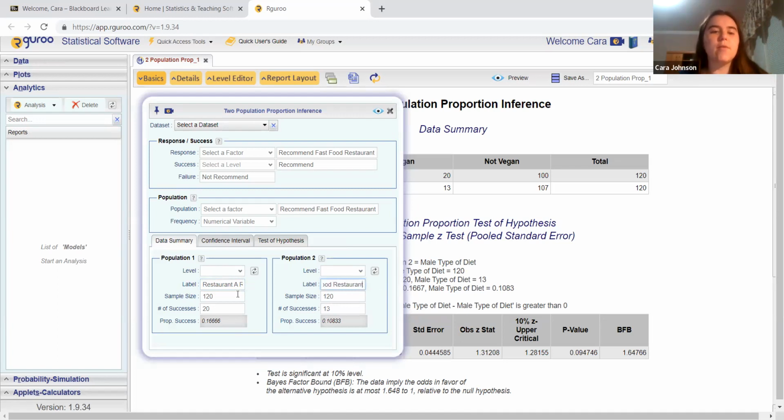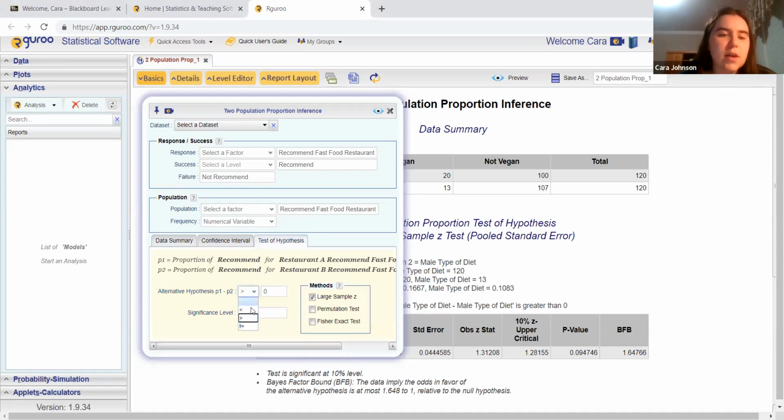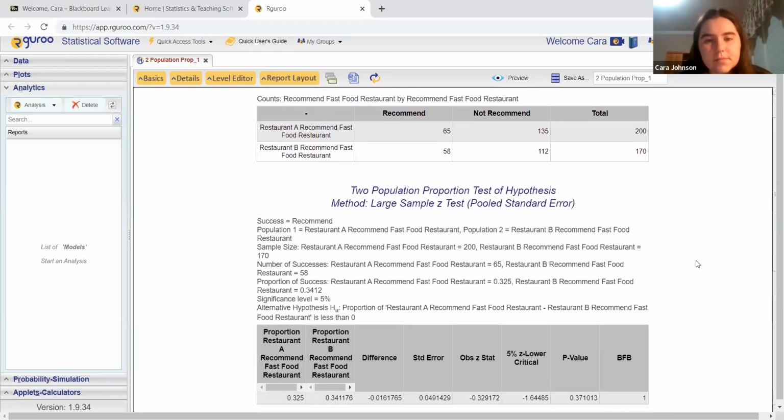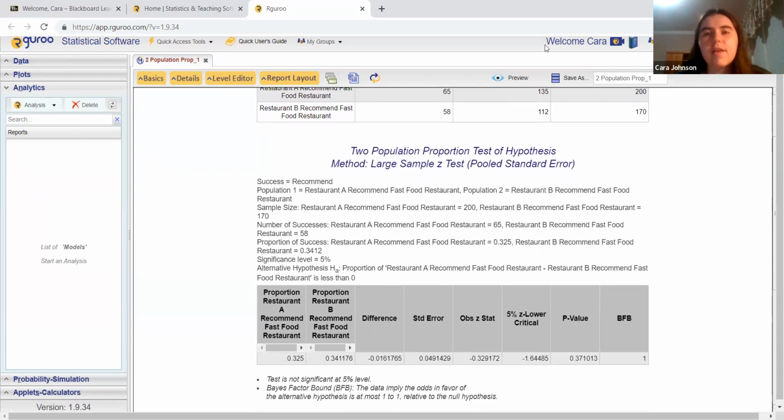And then for restaurant A, we have 200 as our sample size. And our number of successes is 65, I believe. Yep, and then for B, it's 170 and 58. And then go under test of hypothesis. It's going to be less than, and our significance level is 0.05, I believe. Yes. Large sample Z is still checked. Hit the eyeball. And I'm getting a p-value of 0.371.